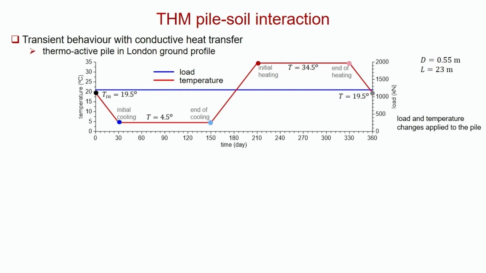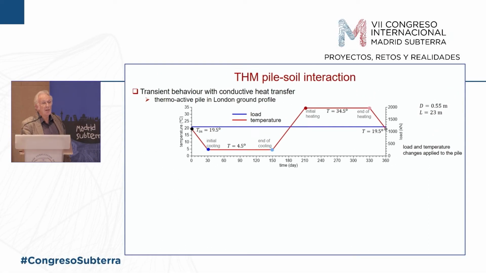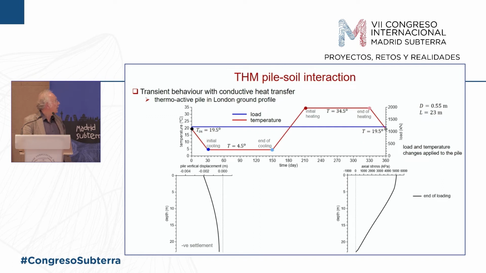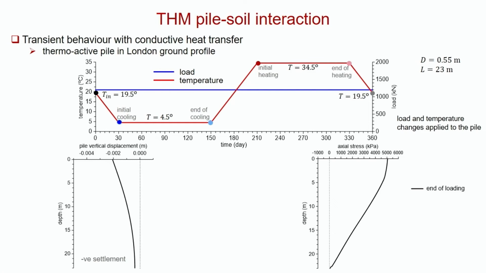And then we're going to apply a cooling cycle to it, which is essentially the winter where we're heating the building, so we're cooling the ground, cooling the pile. So the ambient temperature is 9.5, we cool it by 15 degrees. We hold it, which is an approximation, obviously, of how it would actually work in practice. And then the summer comes and we want to cool the building, so therefore we're going to heat up the ground.